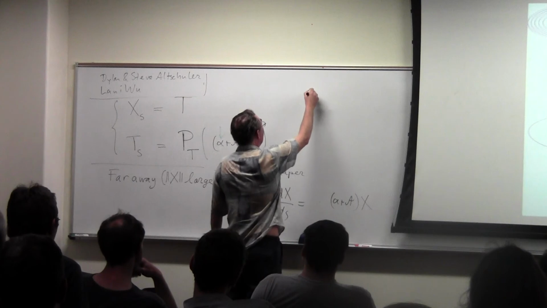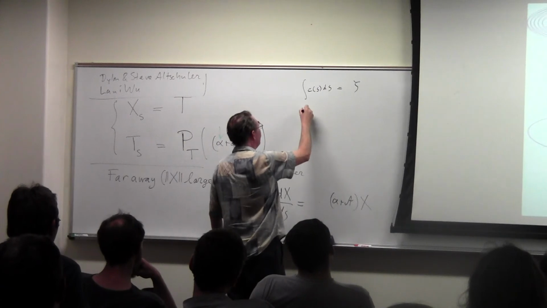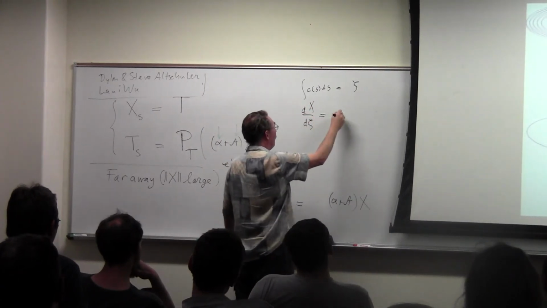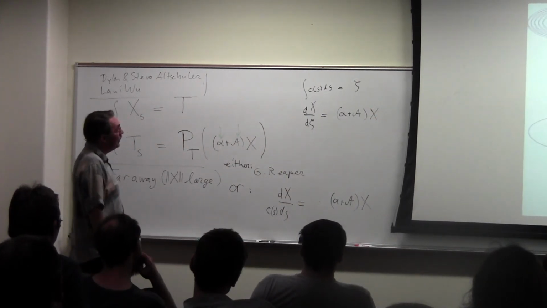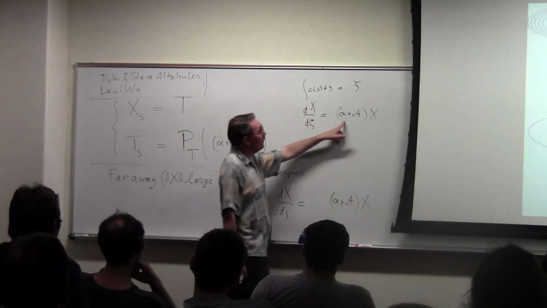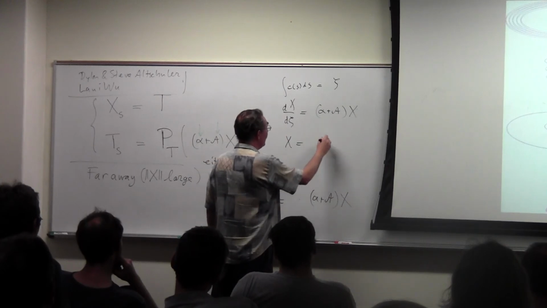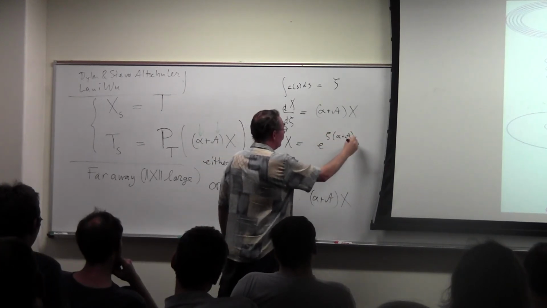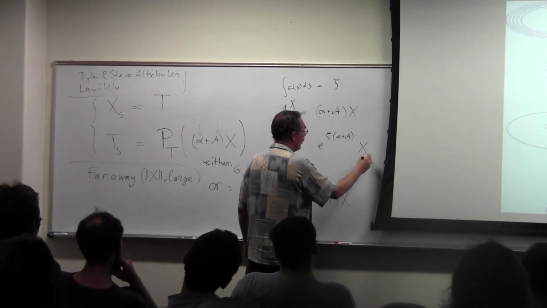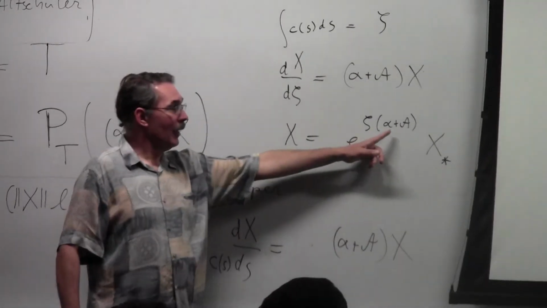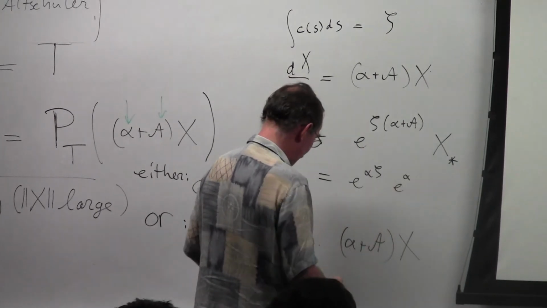Then the derivative of x with respect to this new parameter should be alpha plus A times x. Alpha plus A is a constant matrix, so you know what the solution is. x is e to the zeta times (alpha plus A) times a constant vector, x star. What does this look like? This is e to the alpha zeta times e to the zeta A.